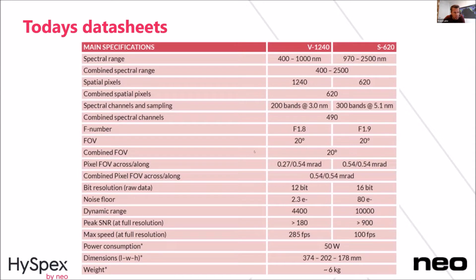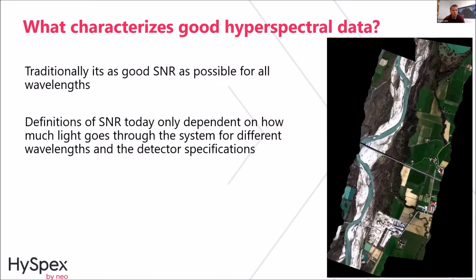This data sheet tells you something, but it doesn't tell you nearly enough to evaluate the quality of the system. Peak SNR is basically, I would say, useless, because it only tells you the full well of your detector, or the square root of the full well. You need a lot more information to evaluate the real SNR in your images. And that's what I'm going to talk about now.